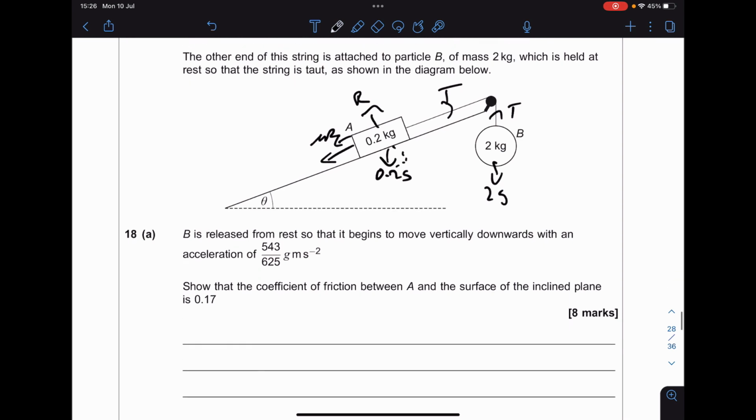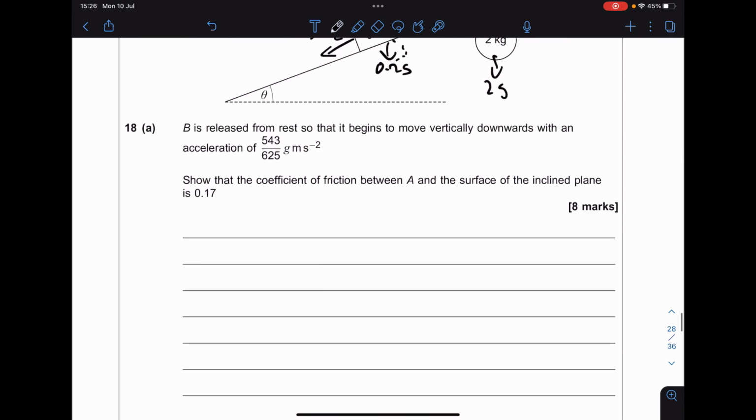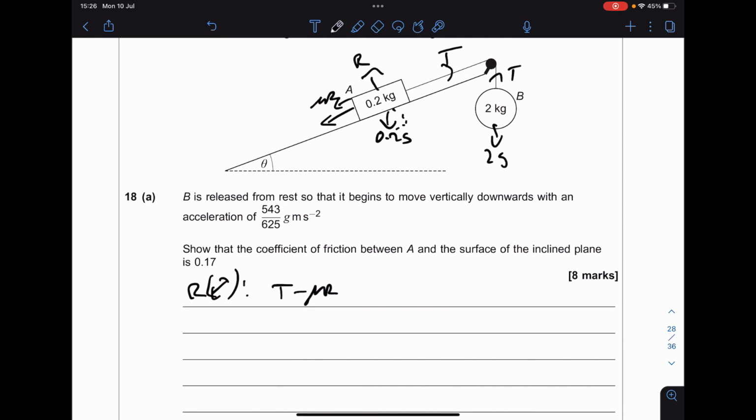That's pretty much everything we need. We just need to resolve that way and that way using F equals ma. That's going to be T minus mu R, making sure I look at the diagram, minus the component of the weight, 0.2g sine theta, which is 0.2 times this thing here, 543 over 625 g.